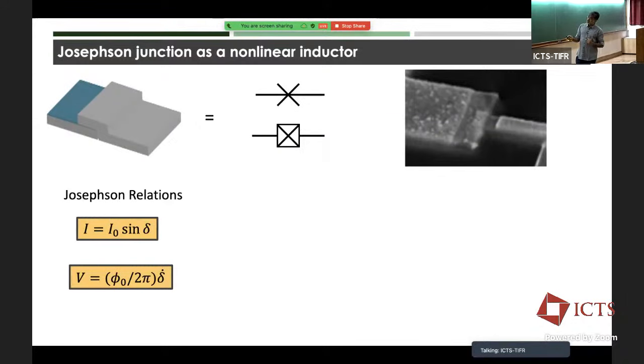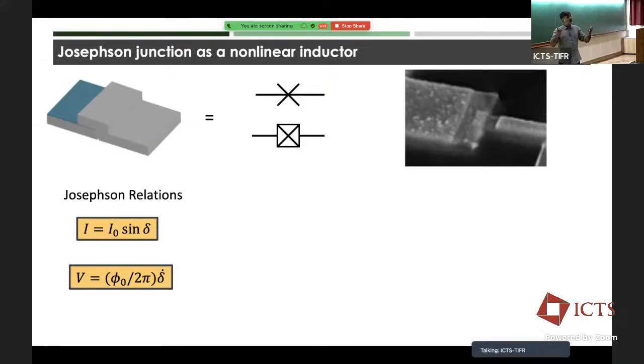This one says that the current through this device is equal to a proportionality constant I naught times sine of delta. Now this delta is often referred to as the gauge invariant phase difference. If you just want to think in electrical terms, it's sort of like the flux across an inductor. And you can see from the second Josephson relationship that the voltage across the junction is proportional to the first time derivative of this quantity called delta, right?